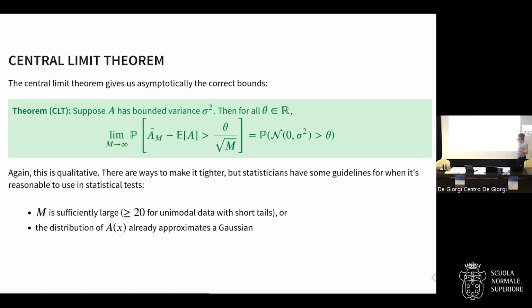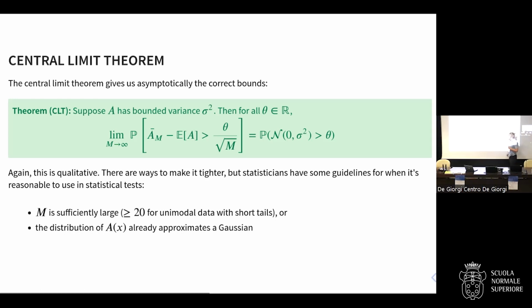When statisticians like to use this in statistical tests, they make some guidelines for how you should use it. They're not completely mathematical, but they seem to work quite fine. So we can say, okay, M is big enough, and the tails aren't too terrible in some sense. You don't have a bunch of points out at 1 billion that will break your central limit theorem.